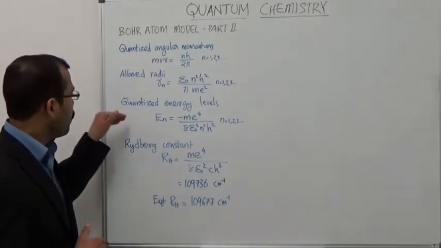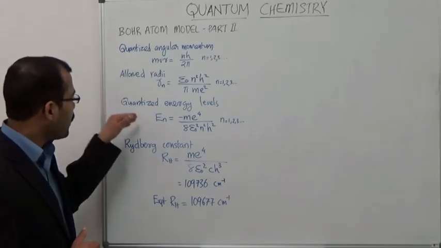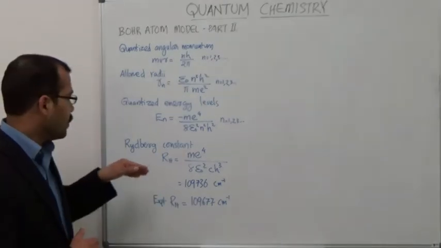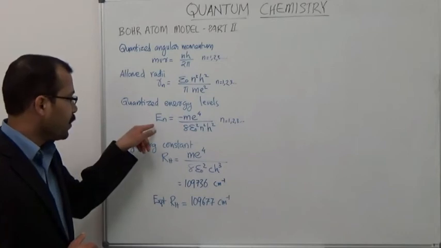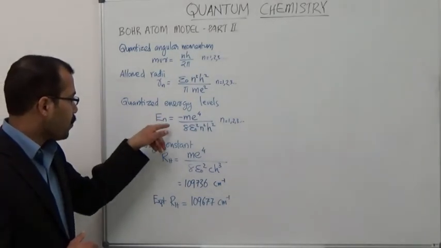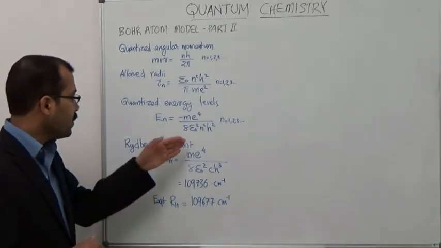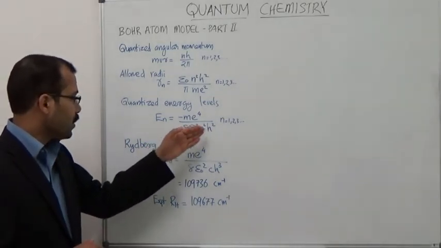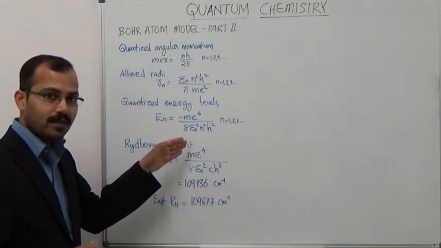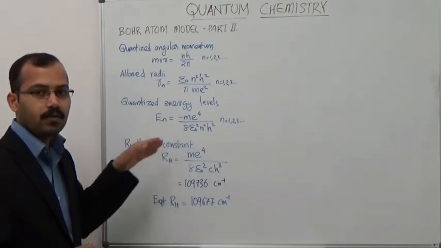And also, Bohr was able to calculate the quantized energy levels. The energy of the nth orbit, En, was calculated to be equal to minus m e raised to 4 divided by 8 epsilon 0 square n square h square, which again shows that the energies of the orbits are also quantized.